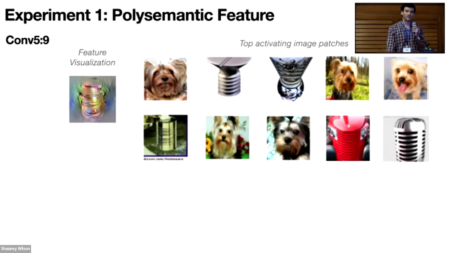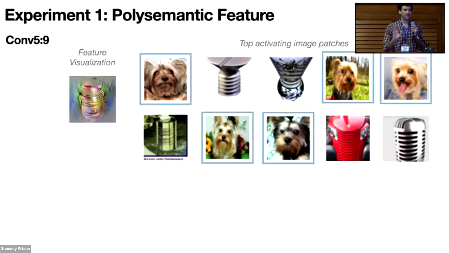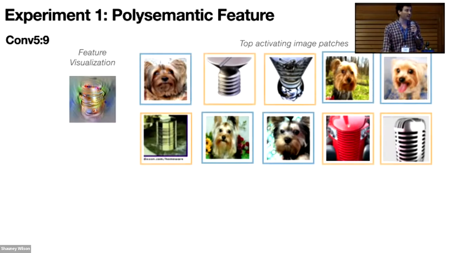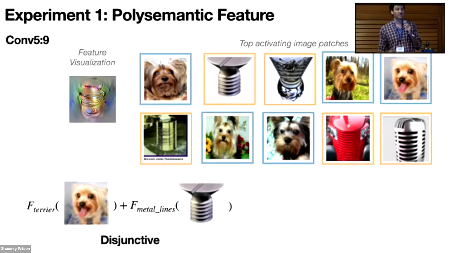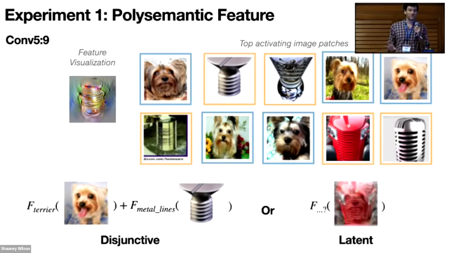One way is to look at a feature's top activating image patches from ImageNet. And when you do that, sometimes you'll identify what have been called these polysemantic features. So this feature seems to like terriers and it likes metal lines. Okay, so it seems like a good candidate feature for disjunctive, right? Maybe it's the combination of a terrier detector and a metal lines detector. Now, this is an empirical question though, right? It could be that there's a latent commonality between the two that we just can't perceive.